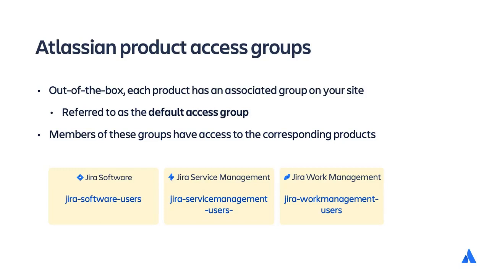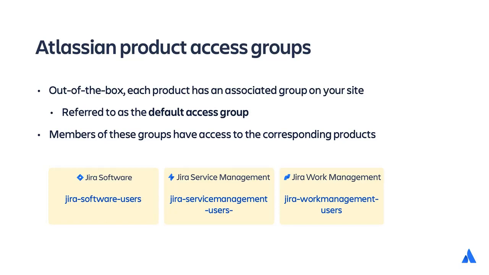The groups that you have on a new site depend on the products you subscribe to. Each Atlassian product has a group associated with it that provides access to the features of that product. If a user is given access to a product, they will automatically be placed in the default access group for that product. The default access groups are Jira Software users for Jira Software, Jira Service Management users for Jira Service Management, Jira Work Management users for Jira Work Management.